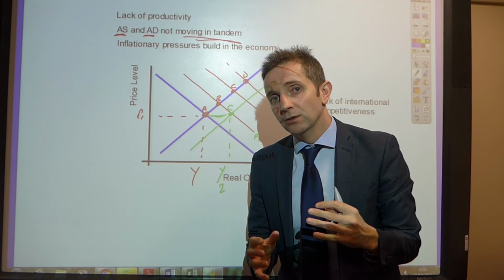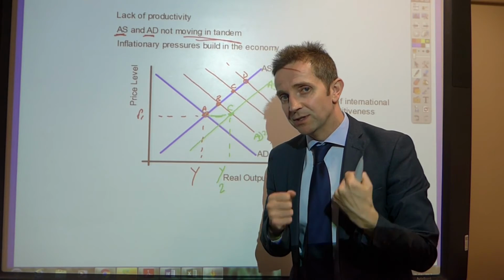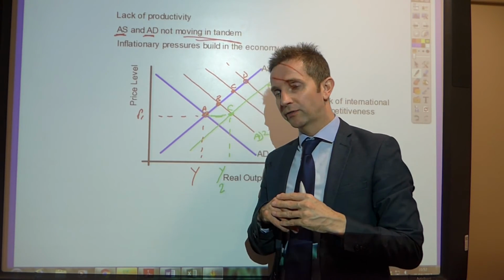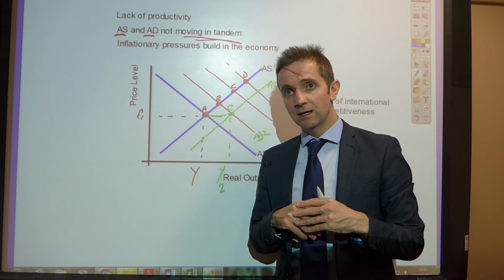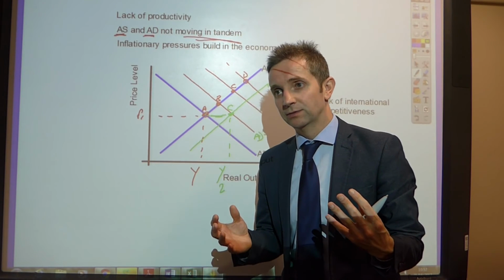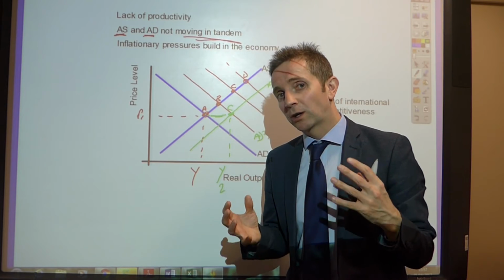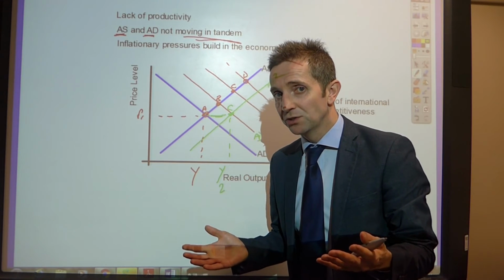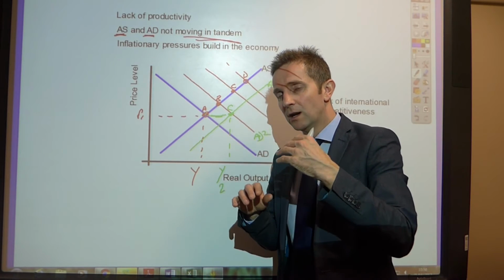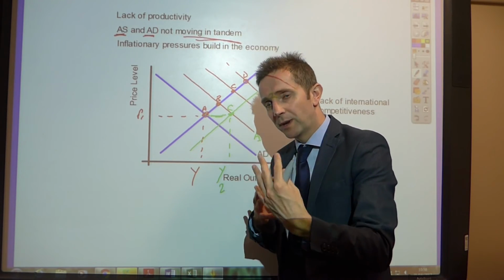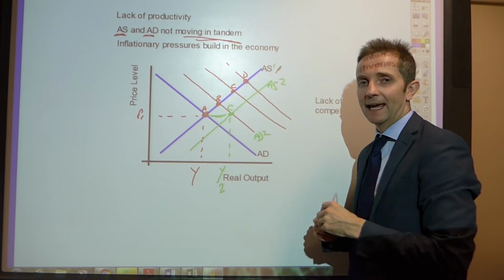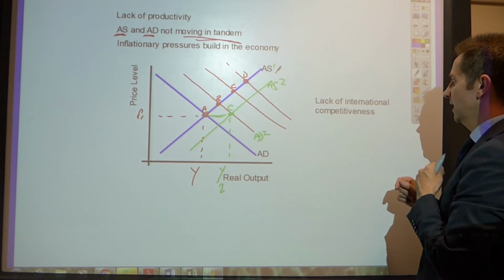And one way that we can do this is through productivity enhancements and gains, through improvements in technology, through a more educated workforce, through maybe making your workers work harder, by paying them maybe efficiency wages, so that efficiency wage theory whereby workers will work harder because you pay them a little bit more. All of these things can help to shift AS in tandem with AD.